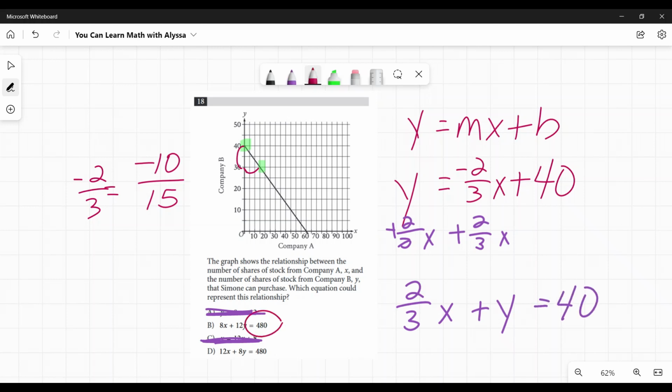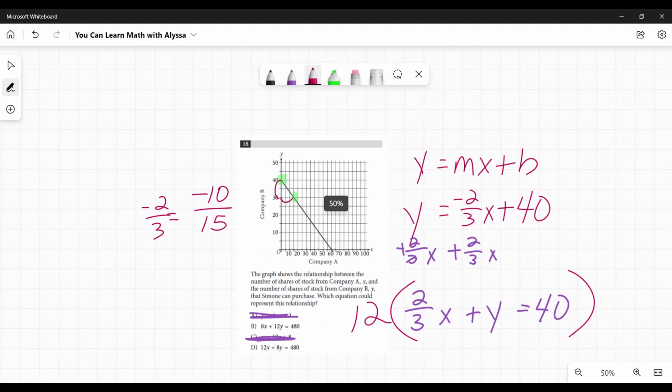Now, both of these have it as equals 480. How would I get from 40 to 480? 480 divided by 40 is 12. So if I multiplied 40 by 12, I would get 480. So that's what I'm going to do. I'm going to multiply this whole thing by 12 and see what I get.